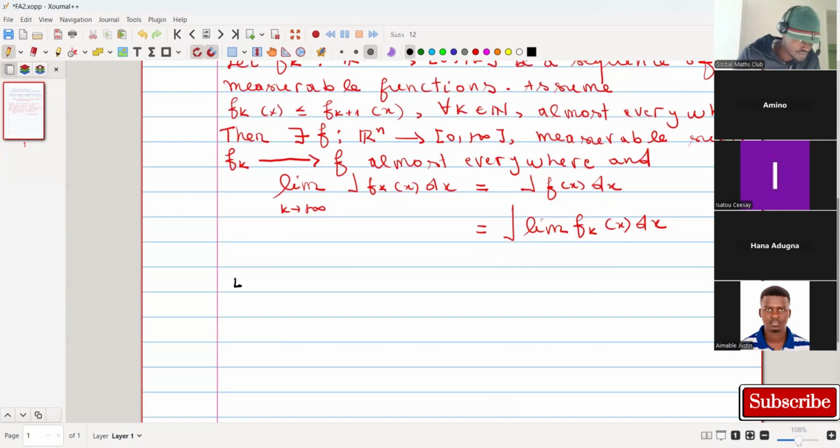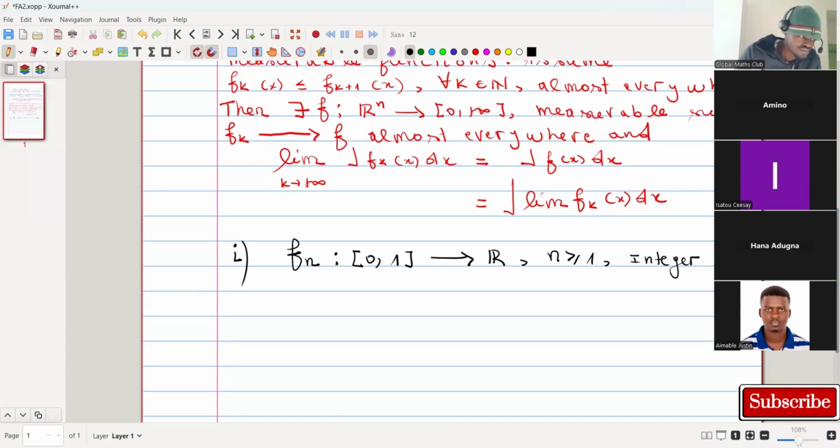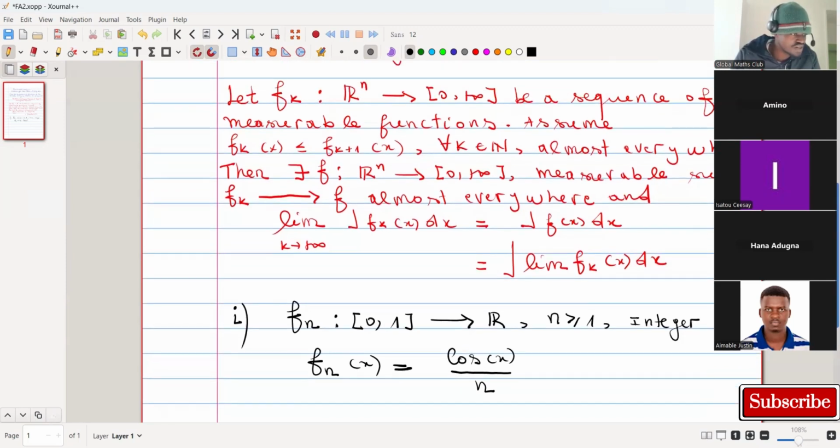So the first sequence: I have fn from 0,1 to R, where n is an integer. Now fn of x is the cosine of x over n. So we have to check all the hypotheses of the theorem.